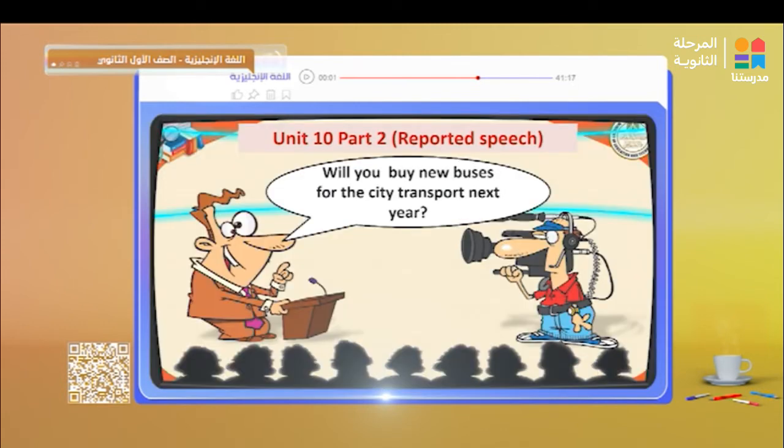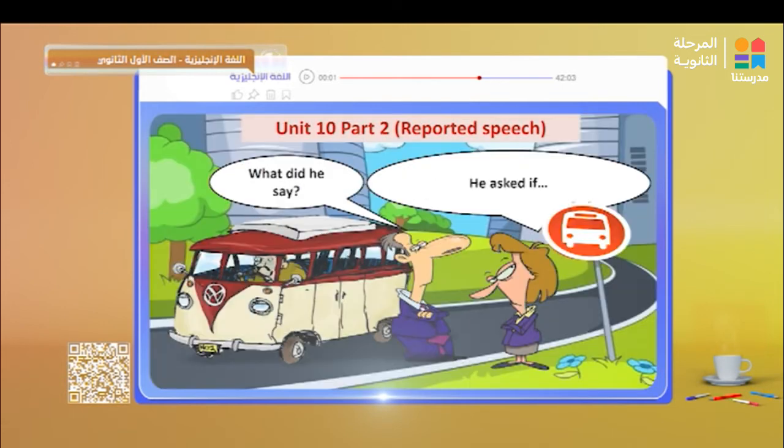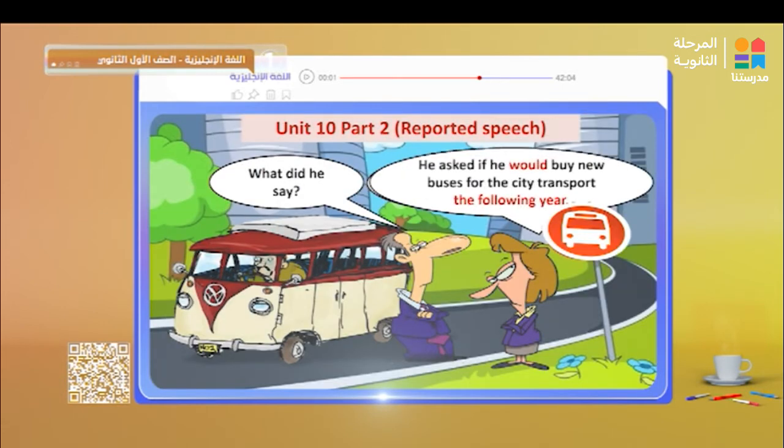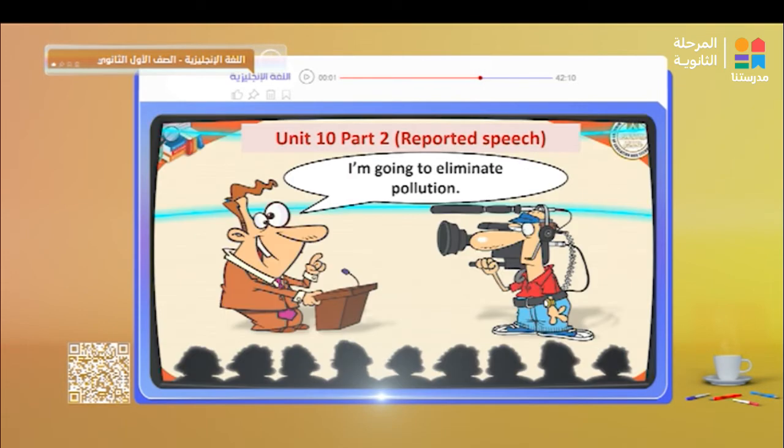Will you buy new buses for the city transport next year? Of course, here is a question. So when I say, what did he say? you will say he asked because it's a question. And the word will again will be changed into would. So what did he say? He asked if he would buy new buses for the city transport the following year. So next year is changed into the following year.